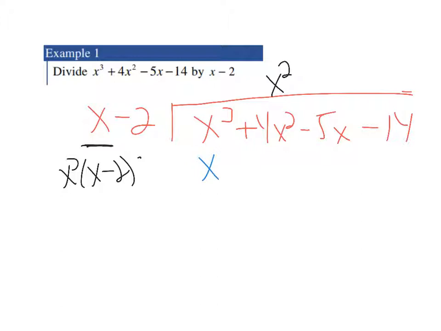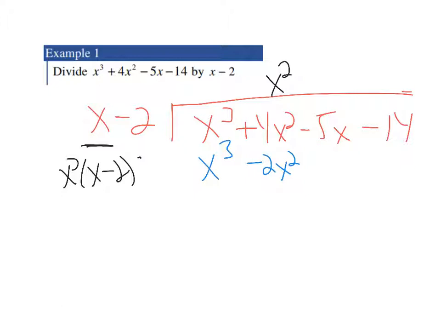So x squared times x is x cubed. x squared times negative 2 is negative 2x squared. Notice the way I'm lining up the like terms. If I get a number that's not a like term, when I write this out, you want to notice if you're missing powers of x. If you do, it helps to leave yourself a little space here. We'll do one like that in a minute.